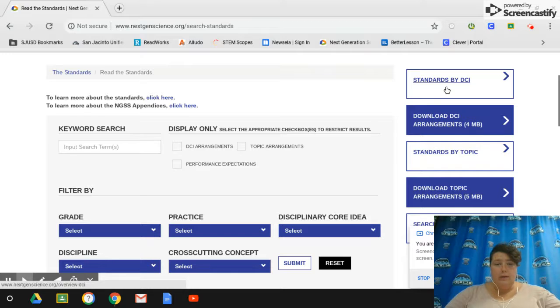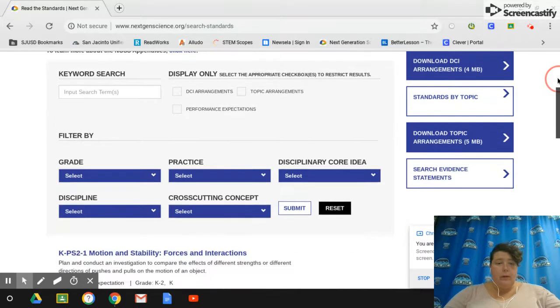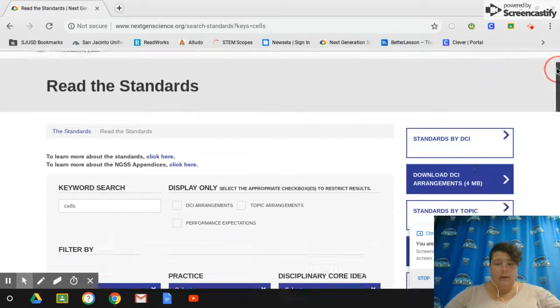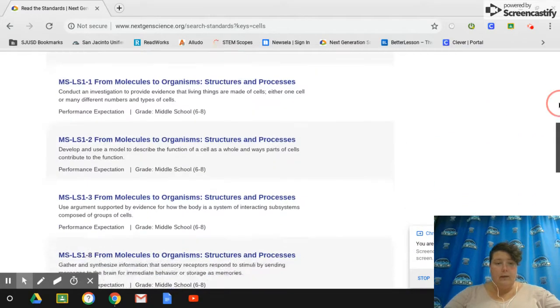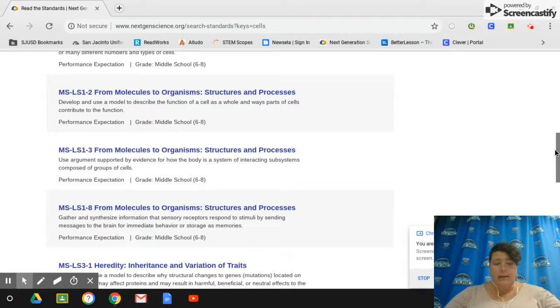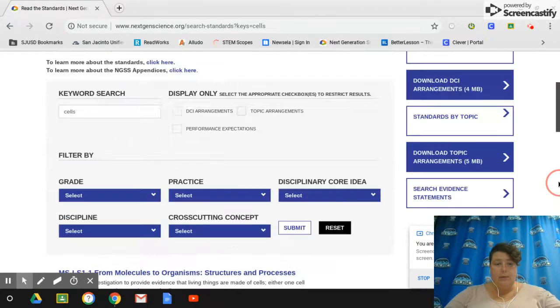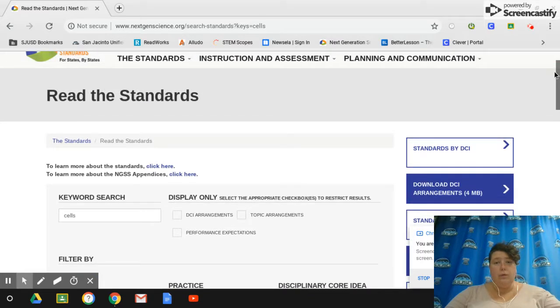But what we're going to do today is we're just going to look at the tools that they have, so that way you can search for just the one you need for your grade, for your lesson. So if we scroll down and we look here for keyword search, say you're looking for something that has to do with cells, you know you're going to teach them, but you don't know what standard. You could type that into the keyword search here and type cells and hit enter, and we get a multitude of standards for many different grade levels that have to do with cells. Right now we're seeing a lot of middle school and high school because in elementary school they don't go that specific and they may not use the word cells.